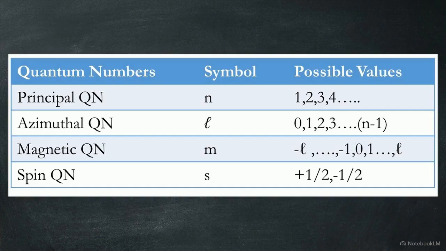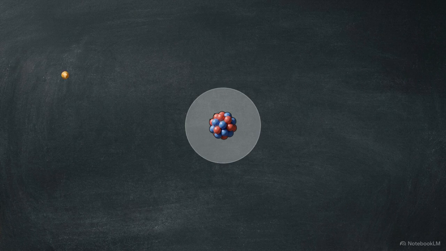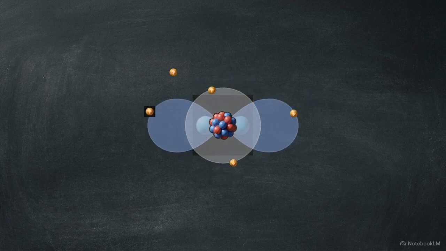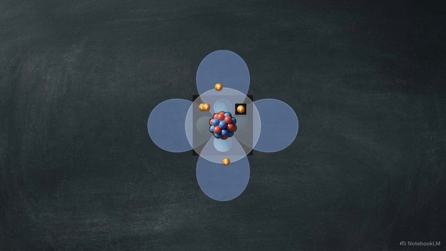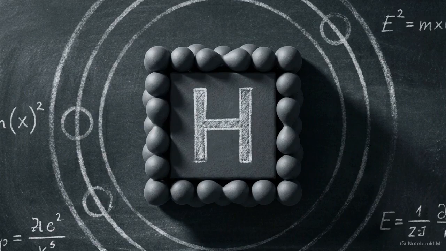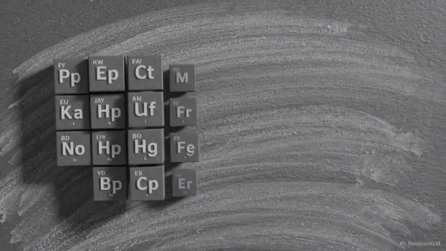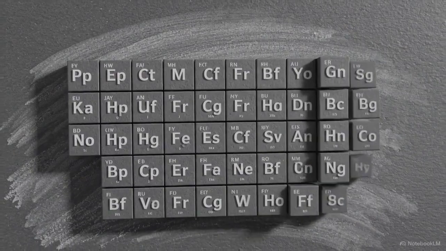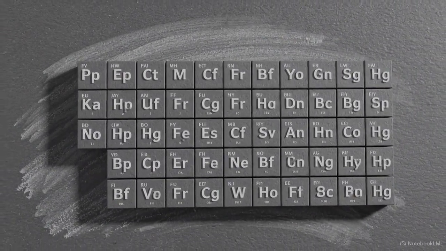Looking at this summary, we can see the full address: check the distance, find the shape, identify the direction, and verify the spin. Because electrons aren't allowed to share the same address, they are forced to stack outward, one by one, in very specific mathematical patterns. This orderly stacking is what actually builds the periodic table. Each new row and column in the table represents electrons filling up these shapes and levels in a precise sequence.